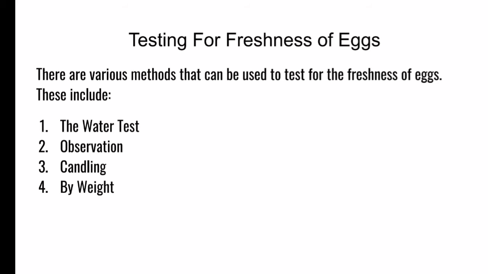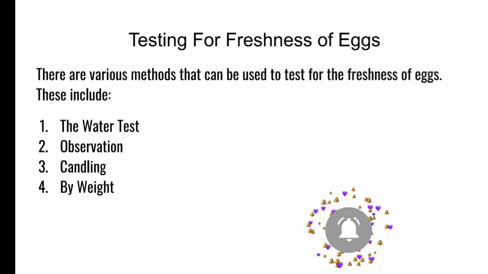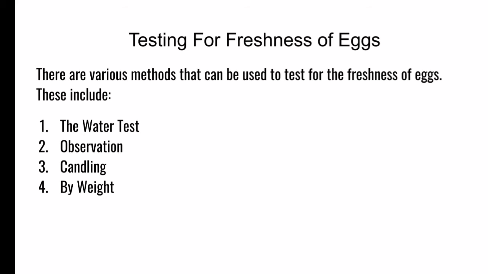Starting off with the most obvious one, observation. You can determine whether or not an egg is fresh or stale by the way it looks. Fresh eggs are rough and chalky in appearance, while stale eggs are smooth and shiny. And in terms of weight, fresh eggs are heavier than stale eggs.